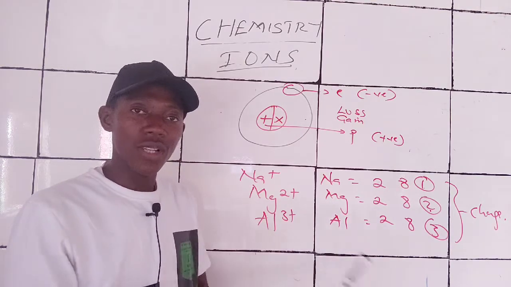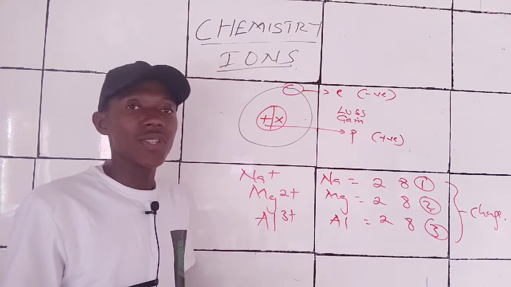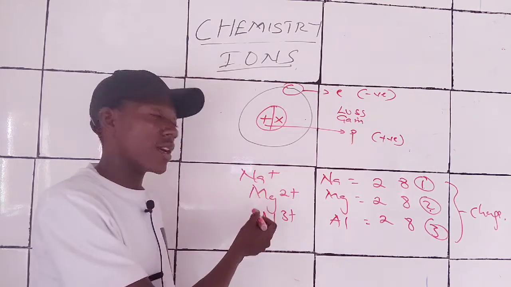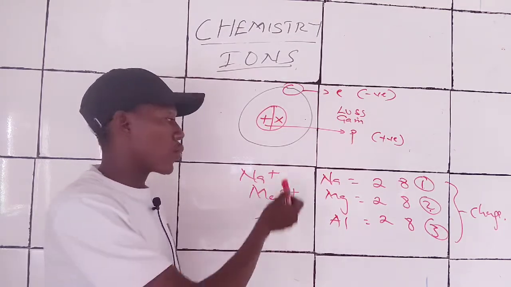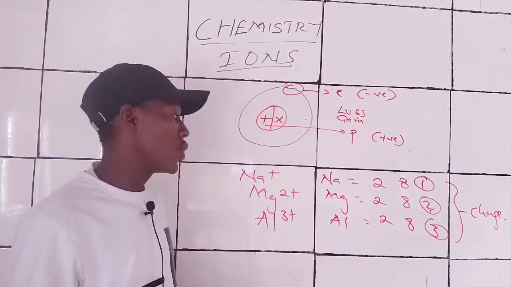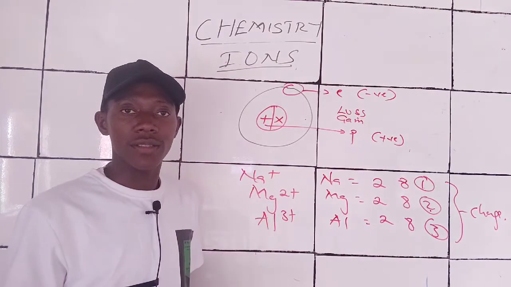And because they are losing electrons, you have more protons in the atom. And because you have more protons, you have more positive charge. And because you have more positive charge, they are denoted as plus, with the number of electrons lost at the top of them. And mind you, we normally put the digits before the sign.